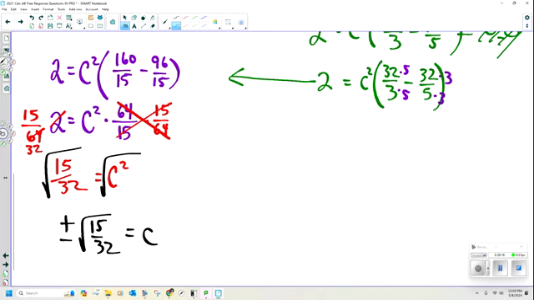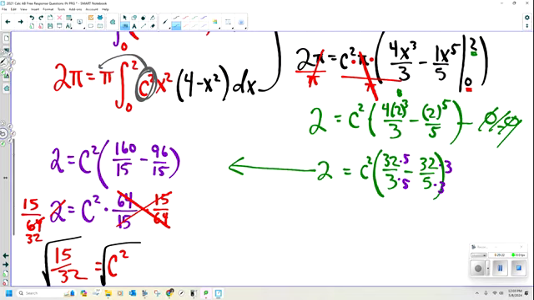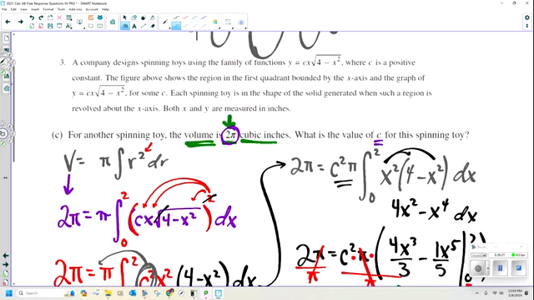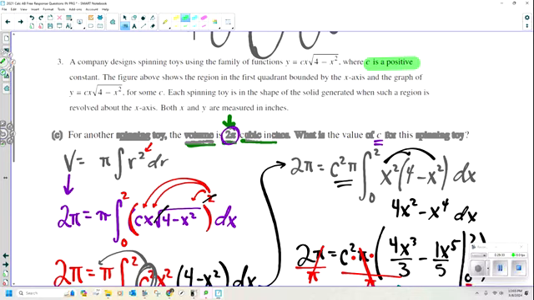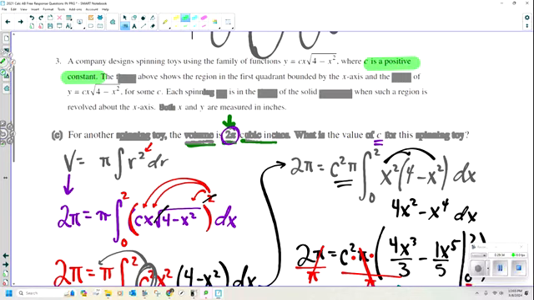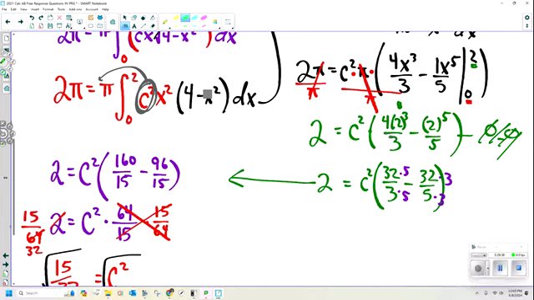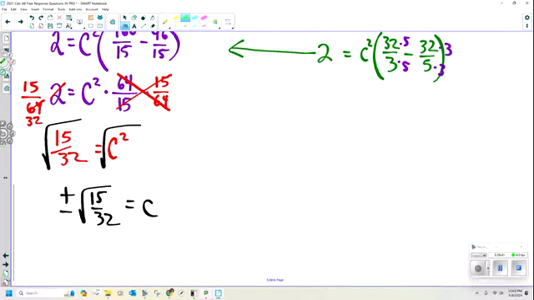But wait. What does it tell us about c? Looking in the top right here, c is a positive constant. Positive constant. So when I go back down here, we don't need the negative one because of the problem. We only need the positive. That's our answer. And considering there were only 3 parts instead of 4 parts, that was a lot of work.